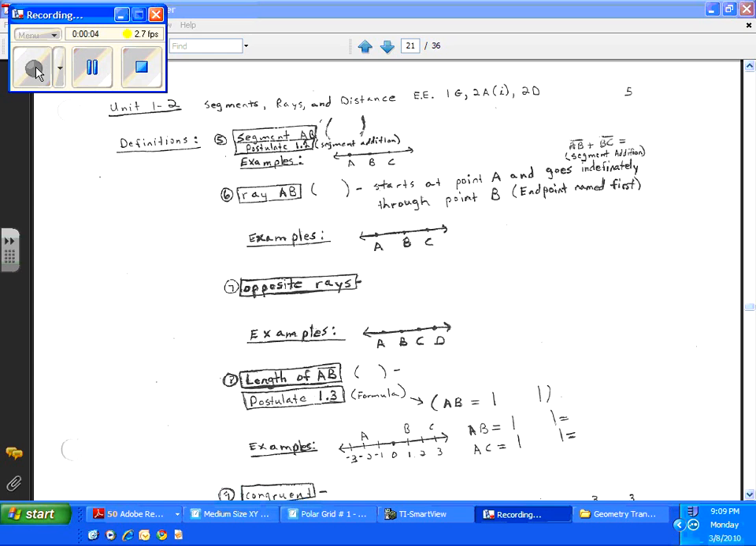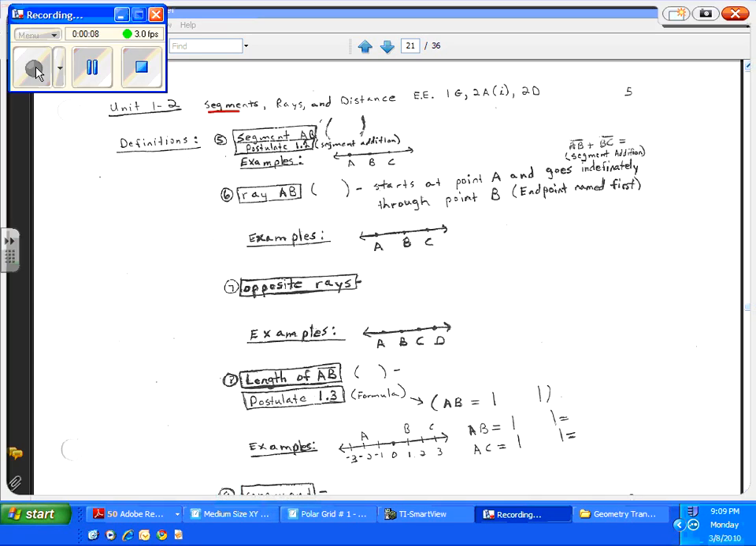Unit 1-2: Segments, rays, and distance. What we're doing here is talking about parts of a line.